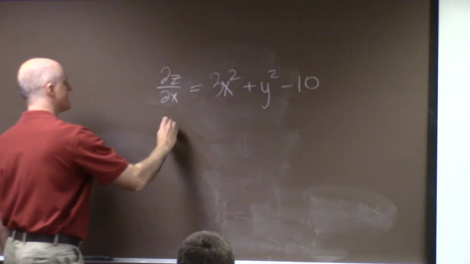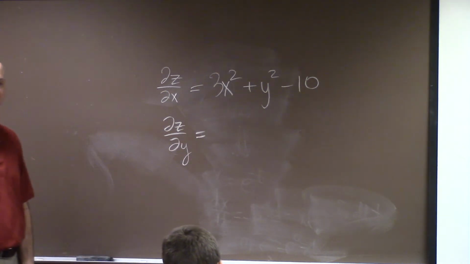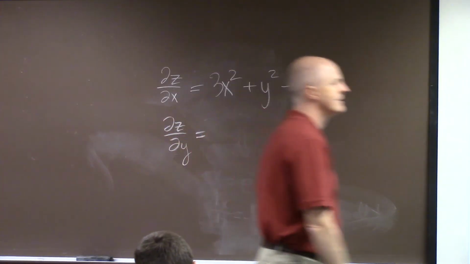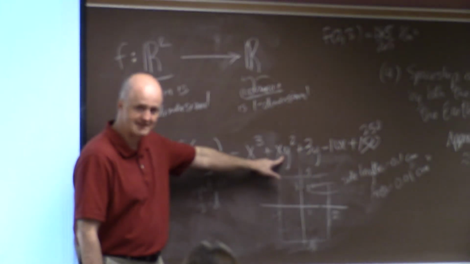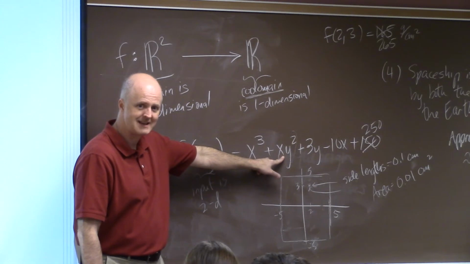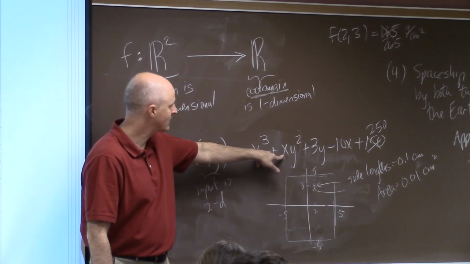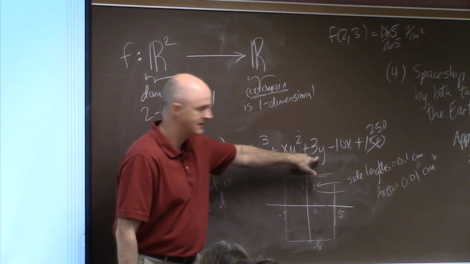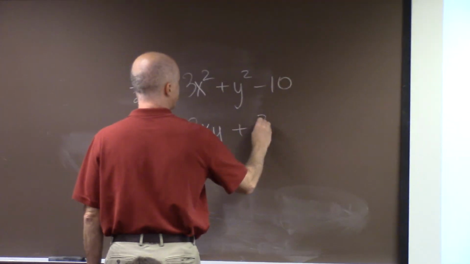But there's also a partial of z with respect to y, dz dy. Treat the x like a constant then. The derivative of that will be 0. Treat the x like a constant. The derivative of this will be 2xy. 2xy, 3, 0, 0. So we get 2xy plus 3.